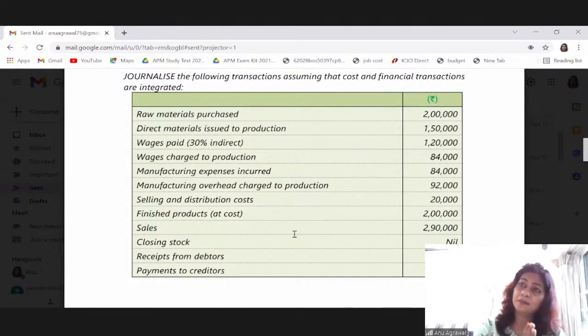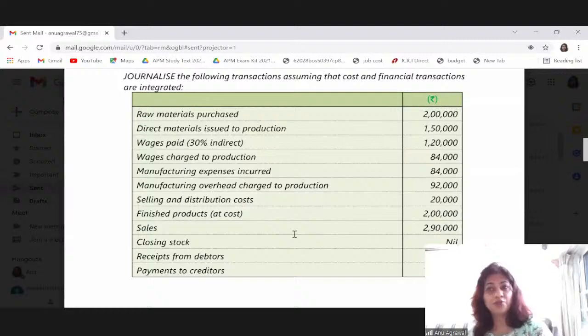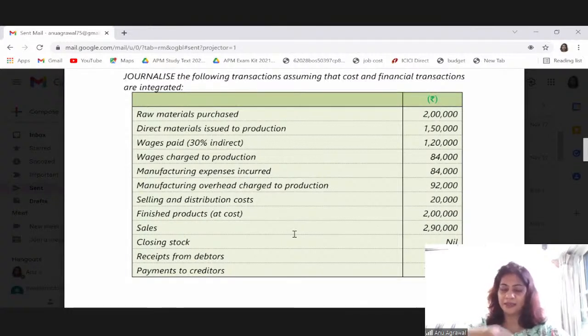Similarly, if the material is being issued to production, now here whether it is integrated or non-integrated, since it is issued, this is an internal entry that is issuing the material from the store ledger to the production. Entry would be WIP control account, debit to store ledger control. That means accounting is similar, whether it is integrated or non-integrated.